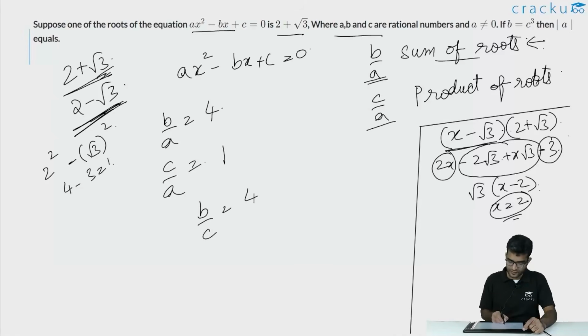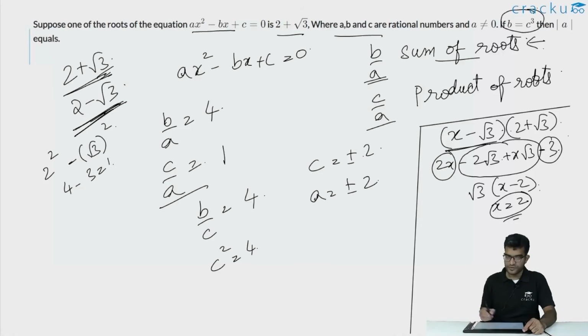So c by a will be equal to 1, and the value of b by c is equal to 4. We are told that b is equal to c cube. So b by c will be equal to c square. This is equal to 4. So the value of c is either equal to plus or minus 2. c by a is equal to 1, so the value of a also is plus or minus 2. We are asked to calculate the value of modulus of a. So the value of modulus of a will be equal to 2. So the answer for this question is 2.